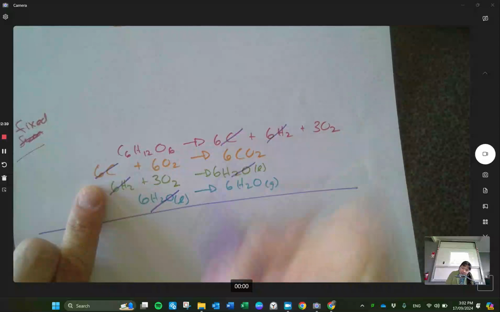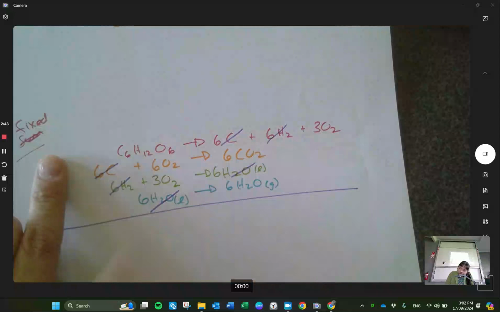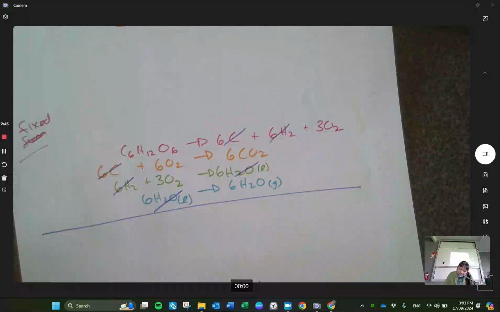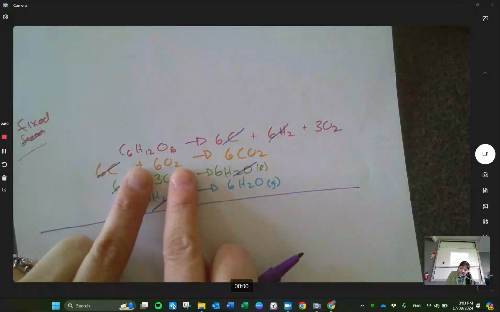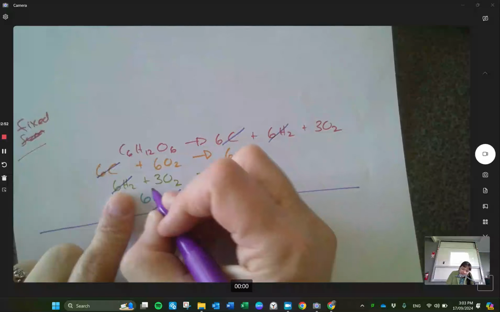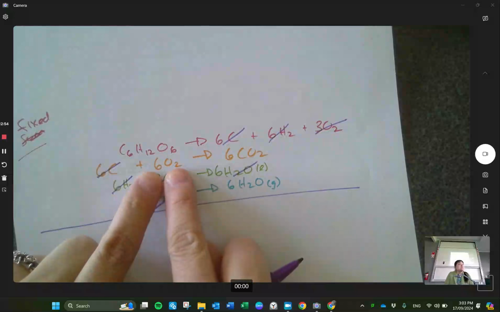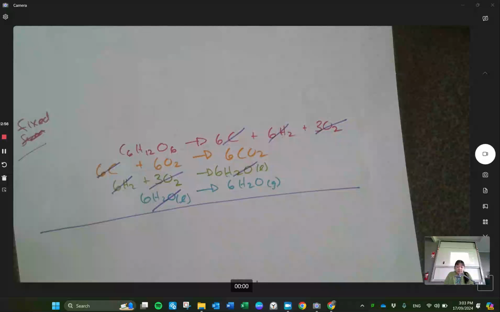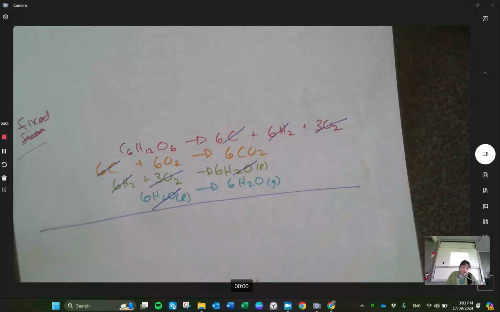You guys can go away. Carbon dioxide I don't see on this side. And then the next thing I check for is my oxygens. 3 on this side, 6 on this side, only 3 on this side. So this 3 and this 3 get canceled, but I still have 6 remaining. And let's put everybody together because I don't have any waters on this side.